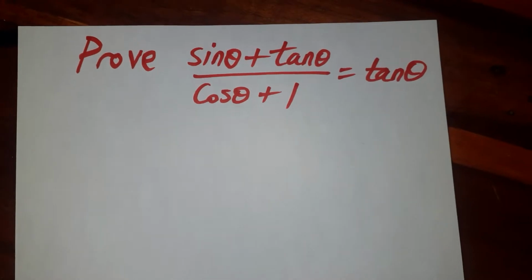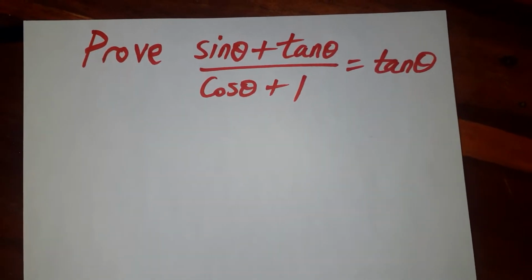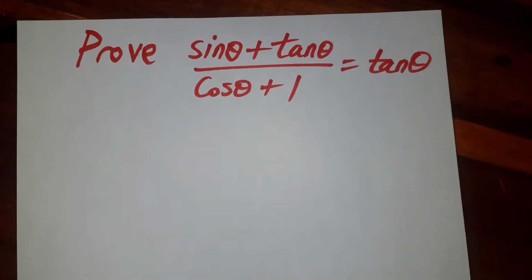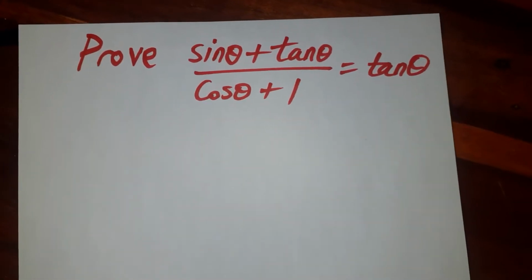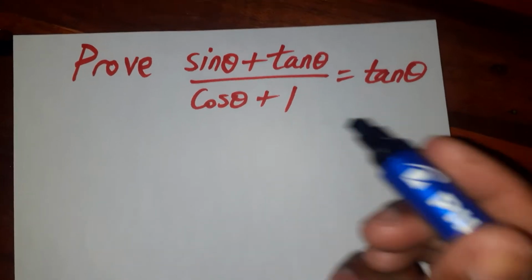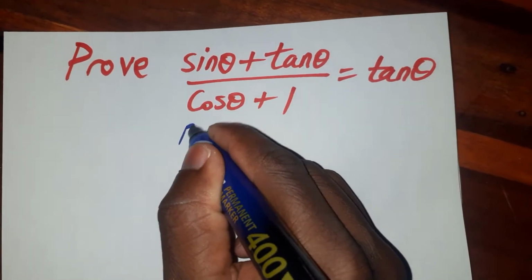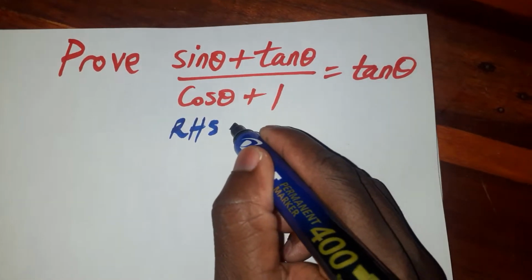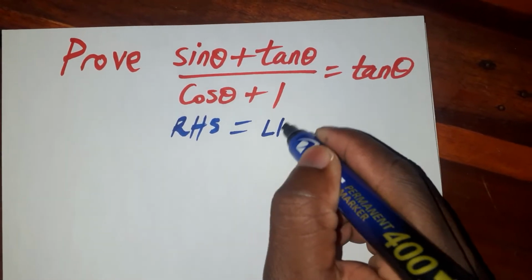Now, these are called trig identities. In order for us to prove this, it means we need to show that what we have on the right hand side should be equal to what we have on the left hand side.